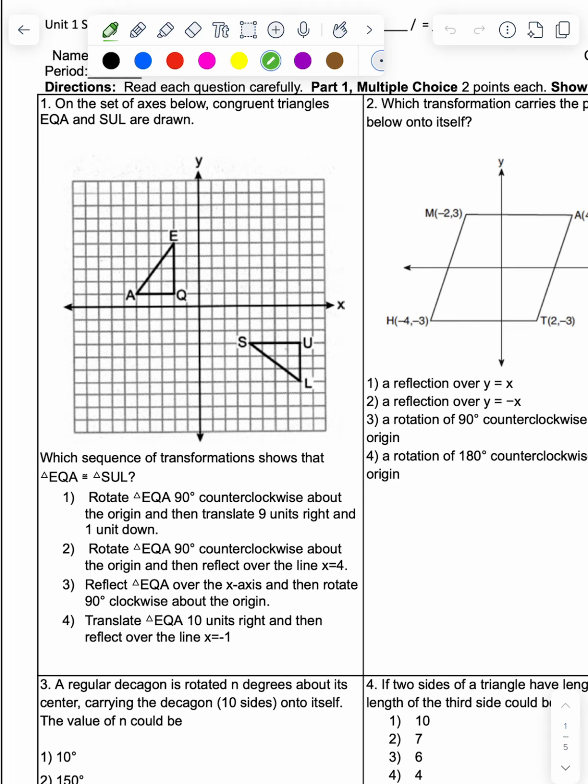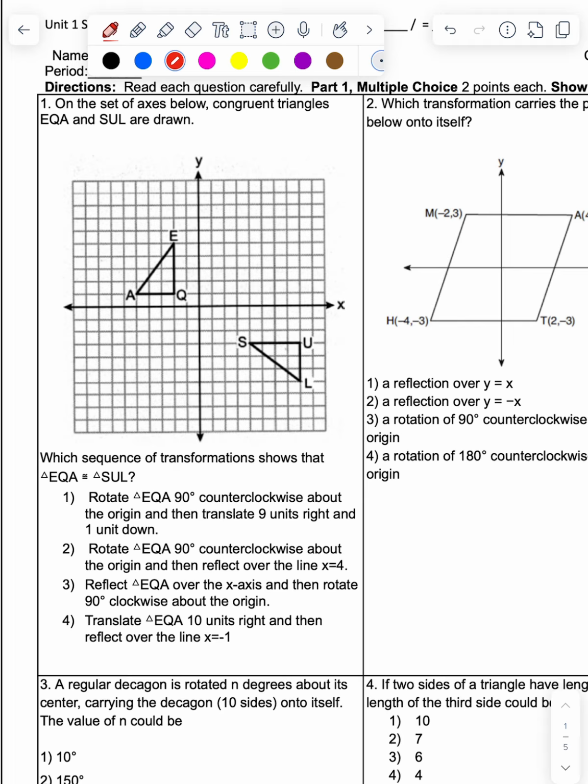So if we take a look at the first answer choice, it says rotate triangle EQA 90 degrees counterclockwise. And if we go 90 degrees counterclockwise, it'll land somewhere in this box looking like this, just a rough sketch of what it's going to look like, not exact, of course. And then translate 9 units to the right and 1 down. So that looks like it could work because it looks like we could go 9 units to the right and 1 down and we could land in the right place. Let's take a look at the other answer choices.